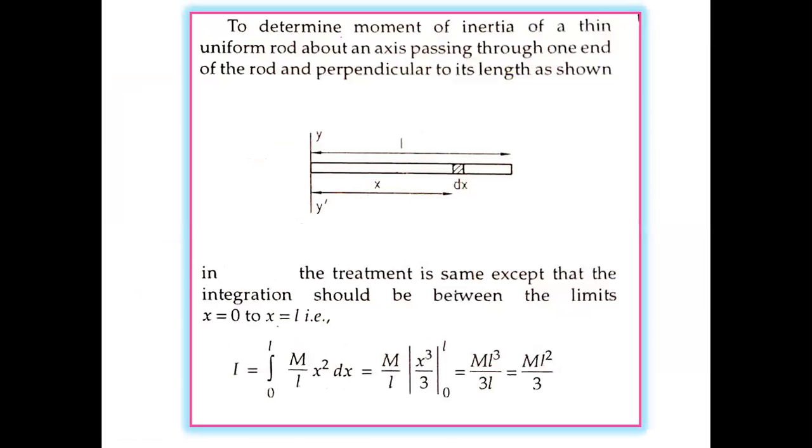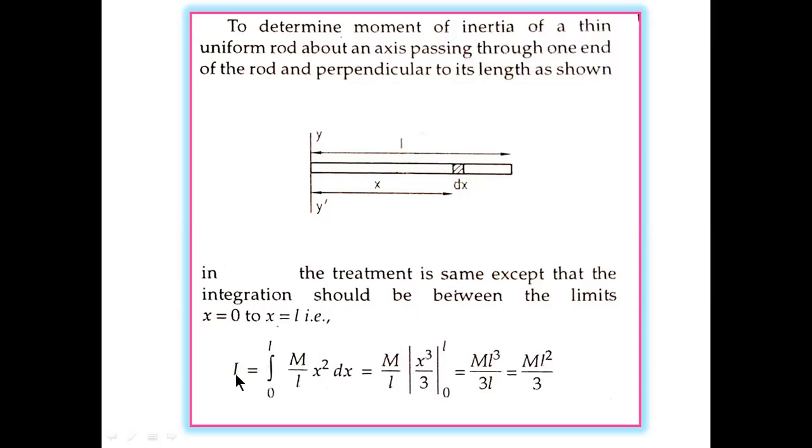Next, what are we going to find out? We are going to find out the moment of inertia of the uniform rod about an axis passing through one end of the rod. Now, not through the center. Passing through one end, we are taking y dash at one end of the rod, and it is also perpendicular to its length.